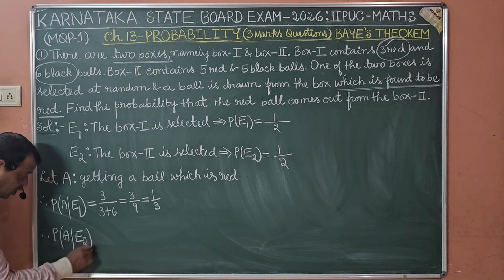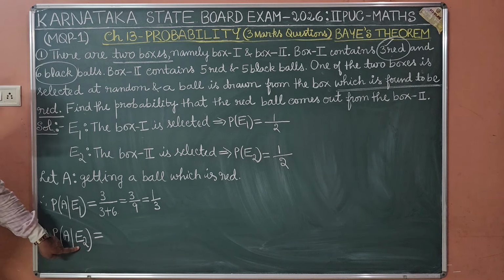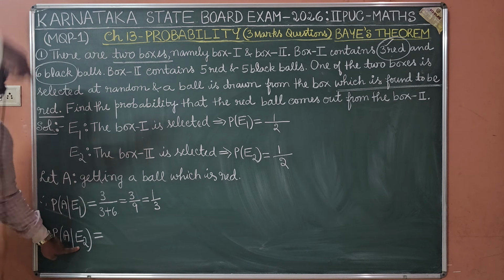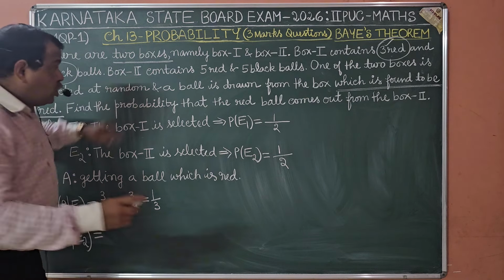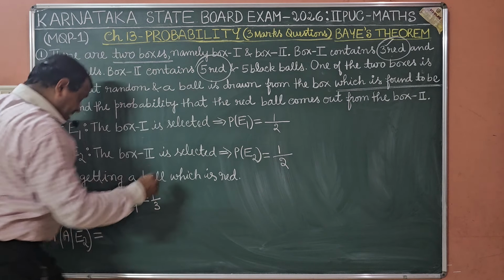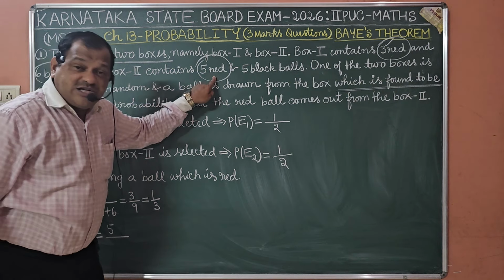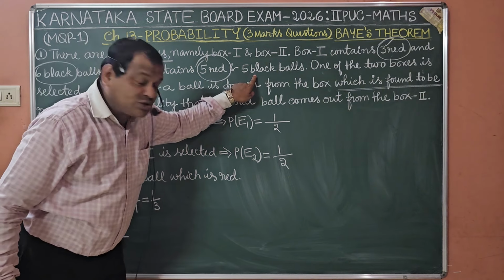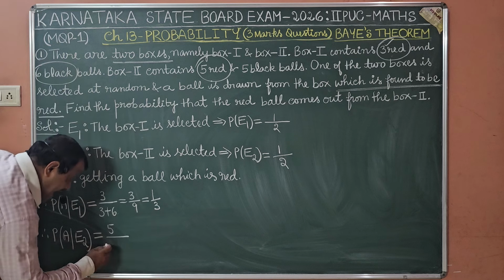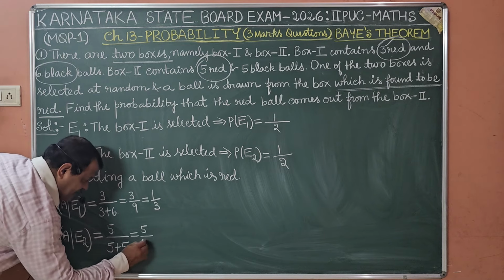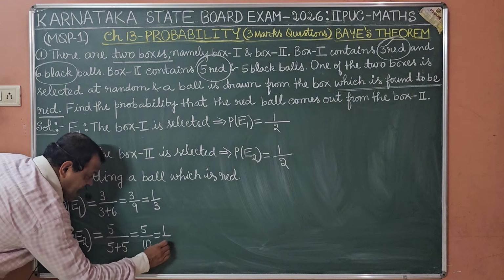At the same time, what is the probability of A given E2? How do you decode this? Meaning it should come from box 2. That is, box 2 is selected, but the selected ball should be red in color. Okay, go to box 2. In box 2, there are 5 red balls. That is the numerator 5, divided by the total number of balls in box 2. 5 red plus 5 black, so 5 plus 5, 10. So 5 by 10. This is half.